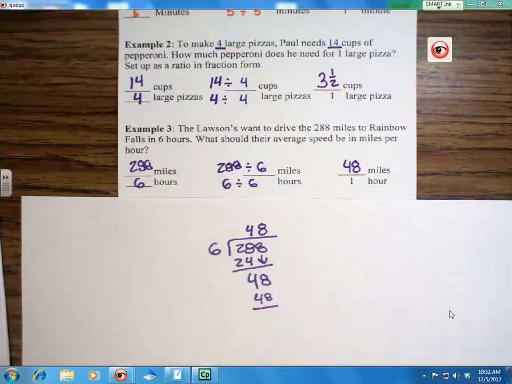We're going to divide every one of these every time. That's how we find our unit rate, because we need to figure out how much 1 is going to be.